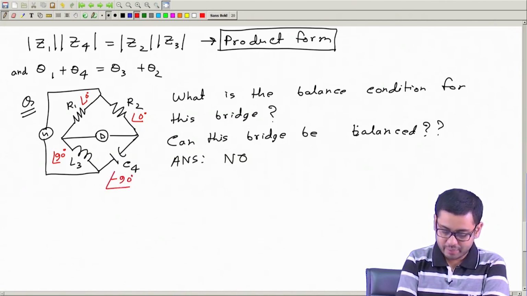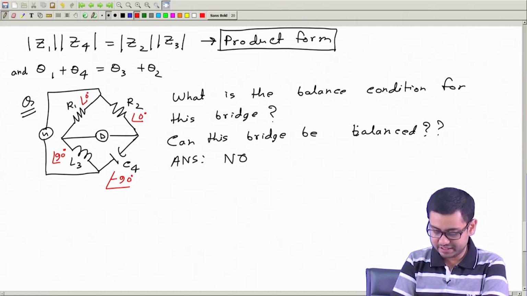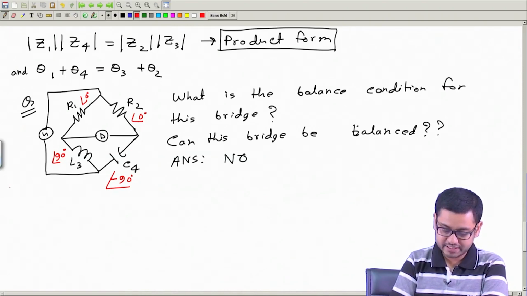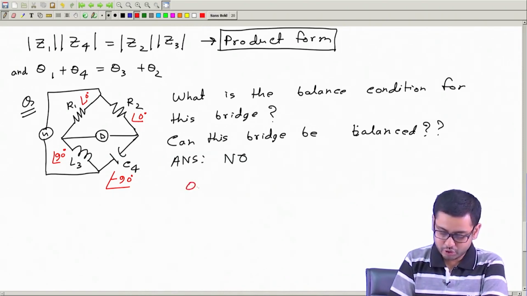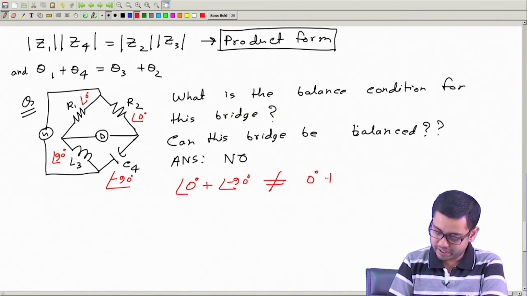Now, if you take the sum of opposite sides, 0 and minus 90, it is minus 90, and here it is 0 plus 90, which is plus 90. So, 0 degree plus minus 90 degree is never equal to 0 degree plus 90 degree.